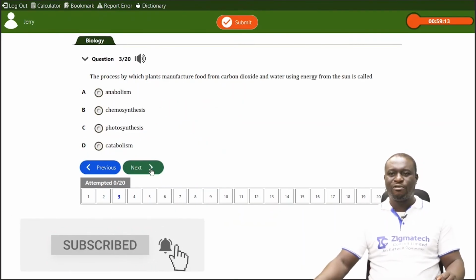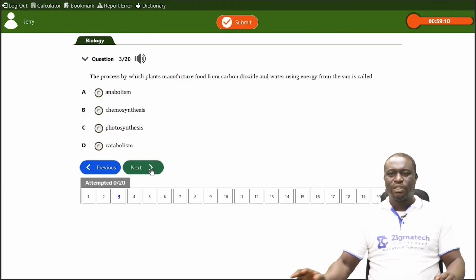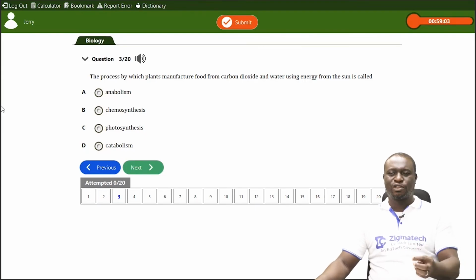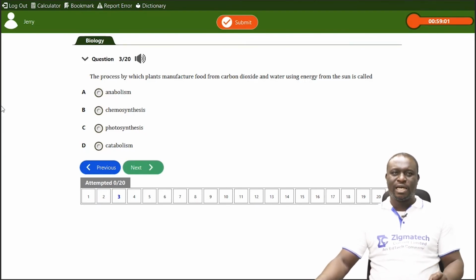Then we also have this particular question. They said the process by which plants manufacture food from carbon dioxide and water using energy from the sun. Of course, the correct option is C, which is photosynthesis.